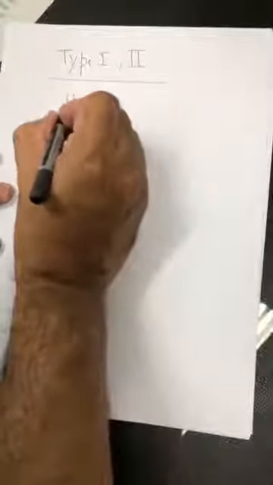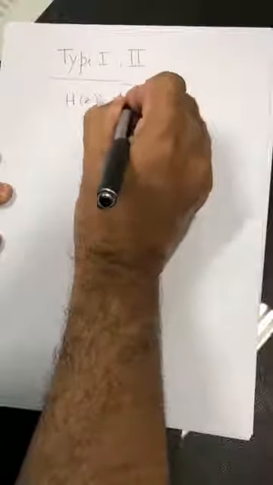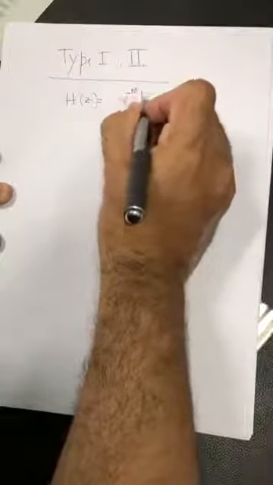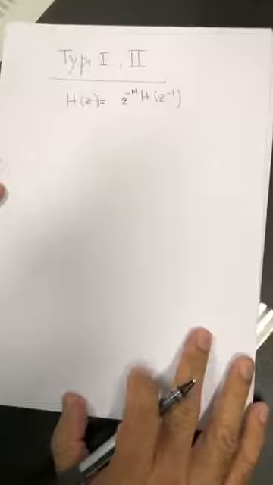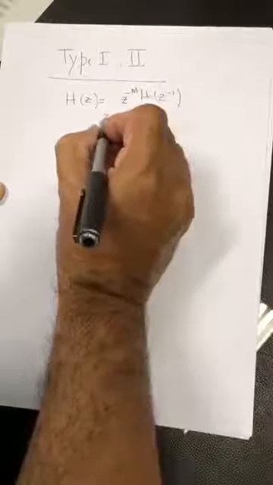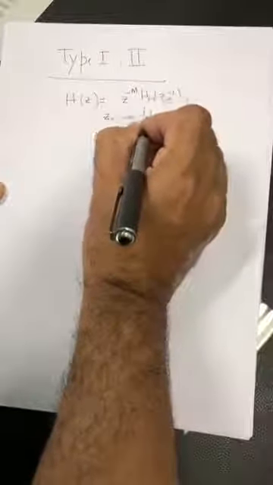Your h of z is equal to z minus m. Okay. Type 1 is okay. Type 1 has no other constraint except that a 0 at z naught. There will be a 0 at 1 over z naught. But type 2 is interesting.